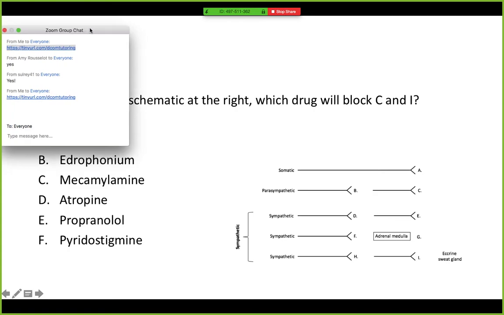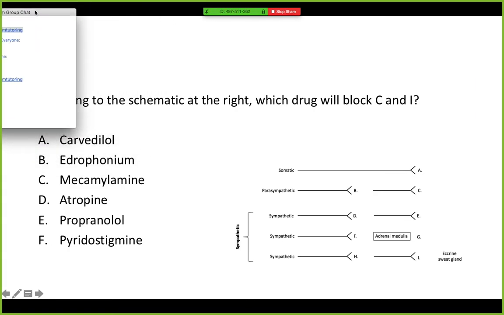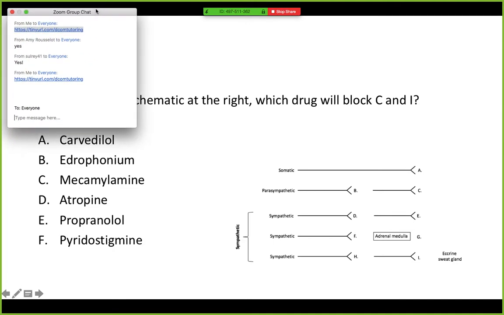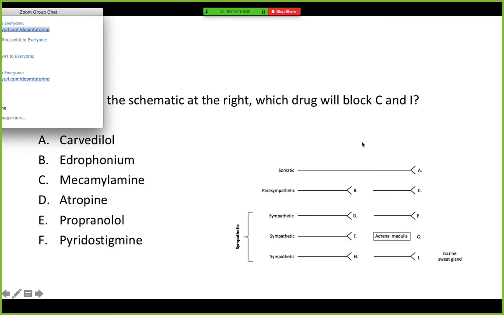Okay, try to find a good place to put this. All right, so referring to the schematic at the right, and by the way, most of my questions are either a derivative of one of Dr. Babasso's practice questions, or a derivative of a practice question I've already written, but some of them are fresh, so if they look familiar, that's why. Okay, so referring to the schematic at the right, which drug will block C and I?